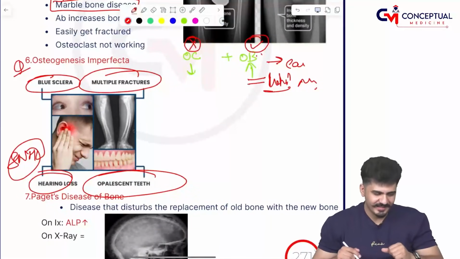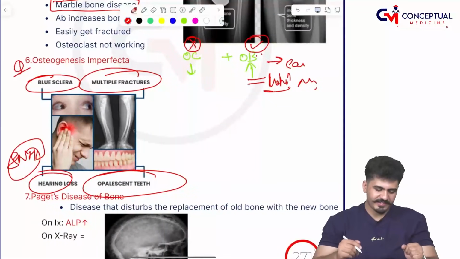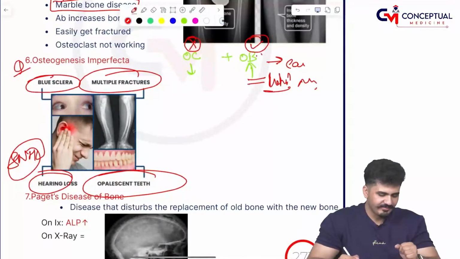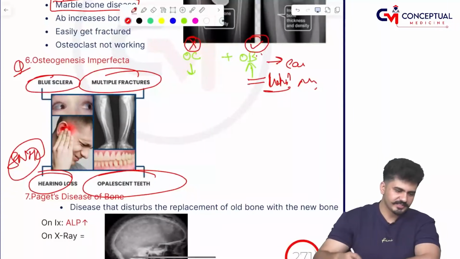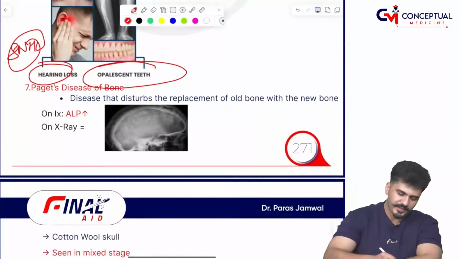Now, sir, blue sclera, multiple fractures and hearing loss will be there, sir. Done. Osteogenesis imperfecta. Now coming on to Paget's disease.